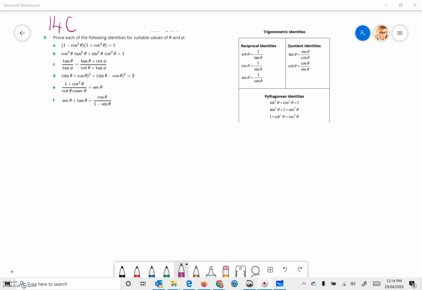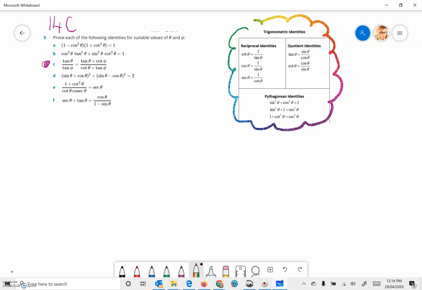14C, question 9, was asking to prove identities. Now, if we're looking at question C here, just remember you've got all these handy trig identities. You've got to keep them in mind all of the time. Normally we start with the left-hand side when we're trying to prove left-hand side equals right-hand side for a proof. But when we look at this, it's actually more complicated on the right-hand side.